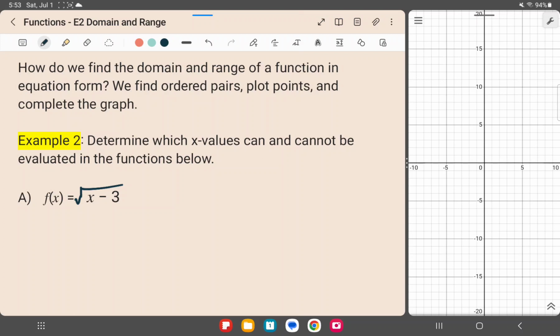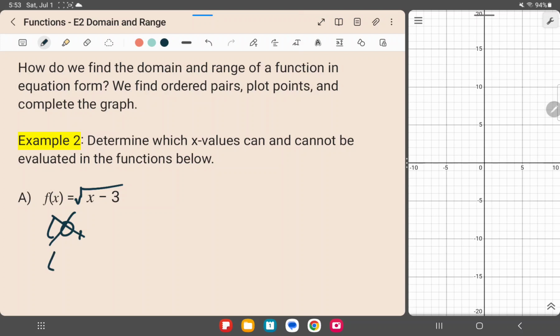So to get a sense of what works and what's not going to work as inputs, we're just going to pick a variety of numbers and plug them in. So positives, negatives, 0, as well as any big numbers and any really small numbers. So the first one I'm going to try is 0. If I take 0 and plug it in for x, I get 0 minus 3 is -3, and I can't take the square root of -3, so 0 doesn't work.